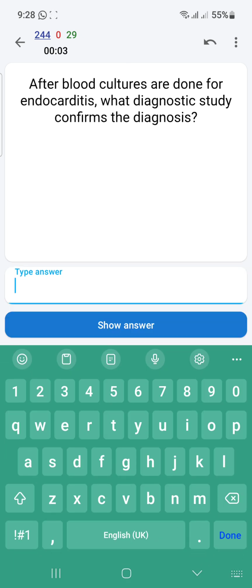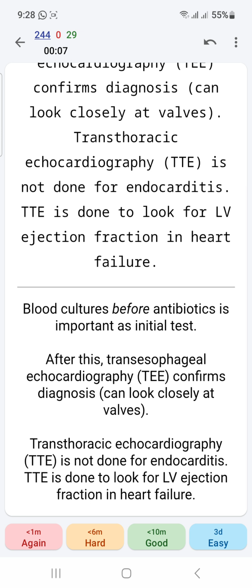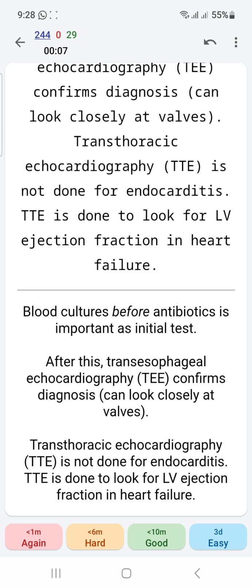After blood cultures are done for endocarditis, what diagnostic study confirms the diagnosis? Blood cultures before antibiotics are important as an initial test. After this, TEE, transesophageal echo, confirms the diagnosis. You can look closely at the valve. Transthoracic echocardiography is not done for endocarditis. TTE is done to look for left ventricular ejection fraction in heart failure.